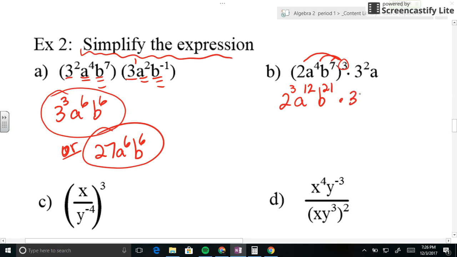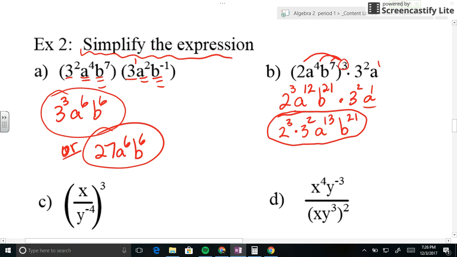And then over here I have a 3 squared and an a that you don't see an exponent, so you assume it's raised to the first. So at this point, I look for something that has the same base. So I see an a to the 12th and an a to the first. Other than that, I don't see any bases that are the same. So I just write down my 2 cubed times my 3 squared. I get an a to the 12th and an a to the first, which would give me a to the 13th and a b to the 21st. And that is simplified. There are no other bases that are the same, so I can't simplify any other ones.